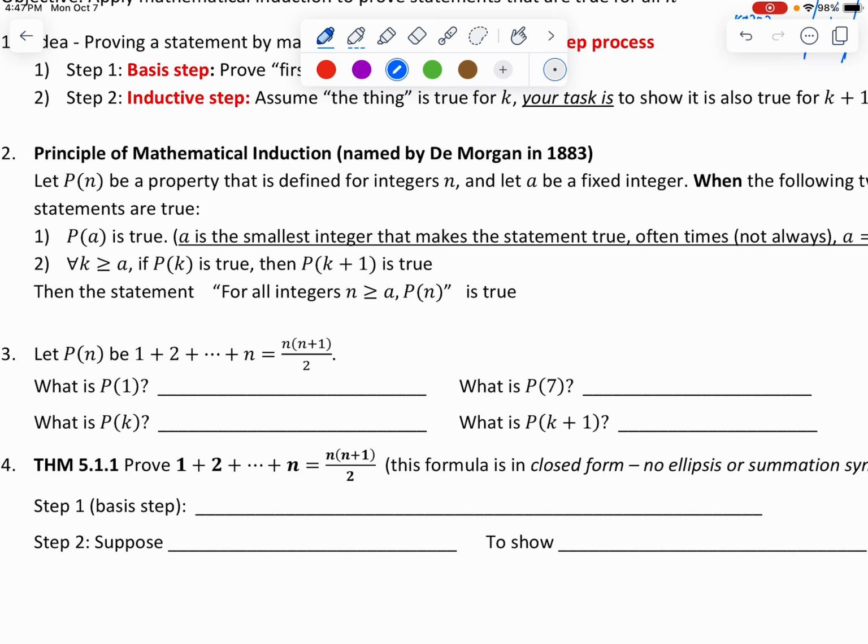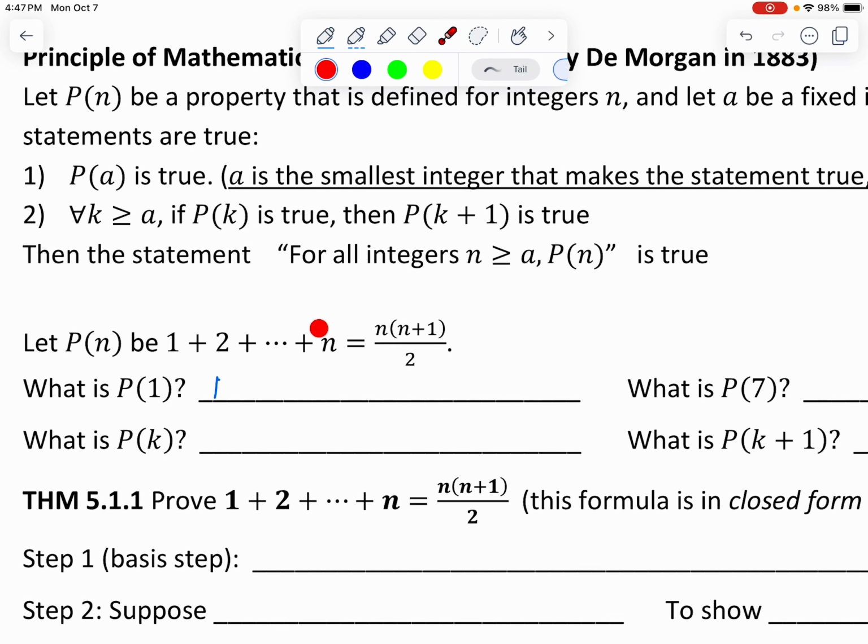That means the left side is just 1. You want to stop at 1 because when n is 1, you begin with 1. The last number you want to add is 1, which is basically just one number on the left side. And the right-hand side will be 1 times the quantity of 1 plus 1, divided by 2.